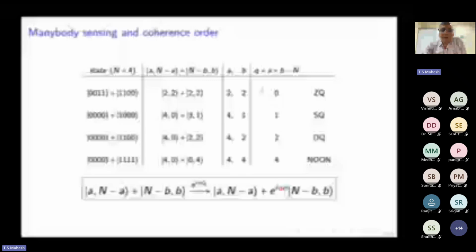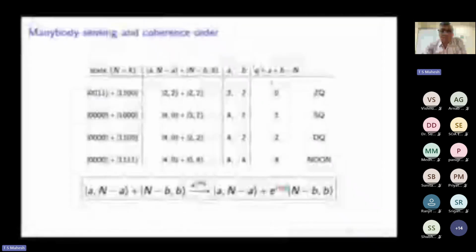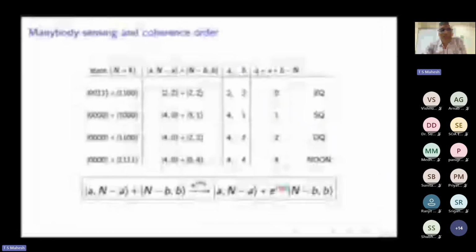And if you calculate this quantity A plus B minus N, that is called coherence order. So that's the coherence order, and that is Q. Now for different states, coherence order is different. Here it is 0, here it is 1, here it is 2, and in this state 0, 0, 0, 0 plus 1, 1, 1, 1, it has coherence order 4. It's also called a NOON state.